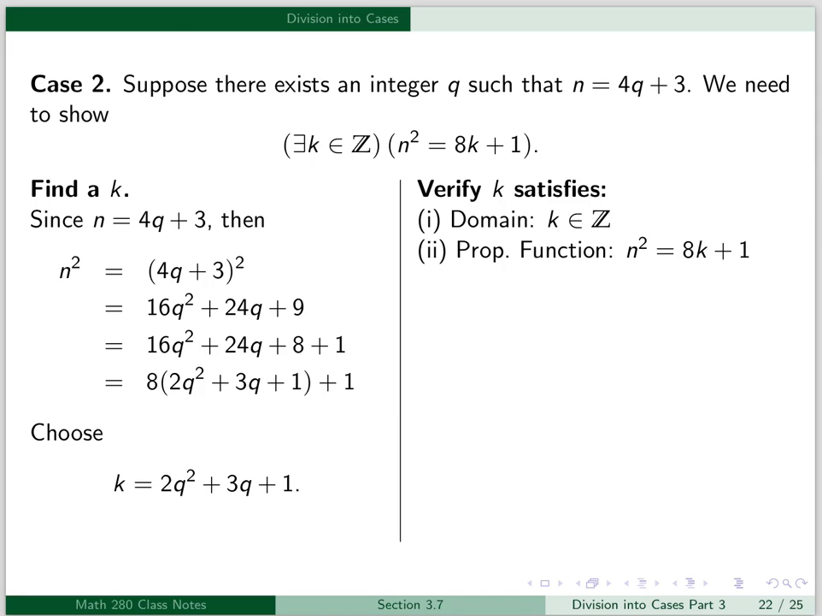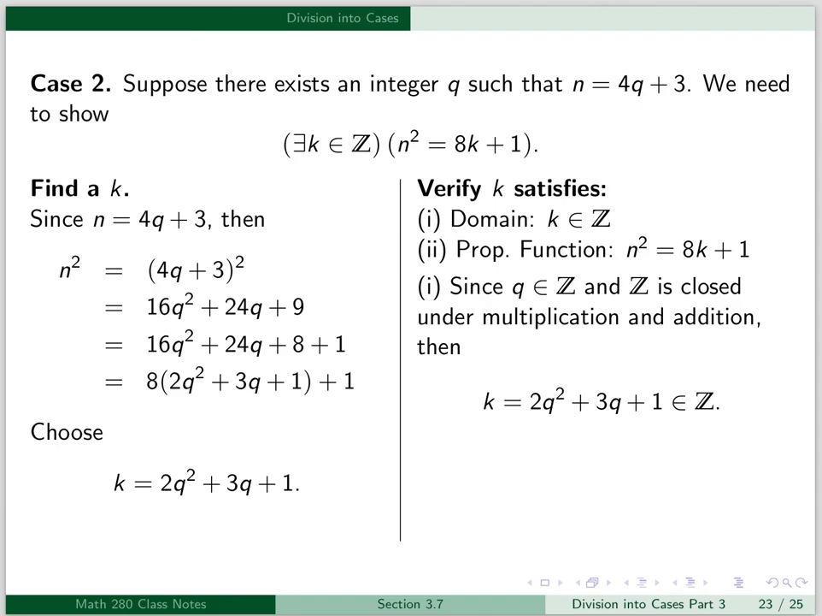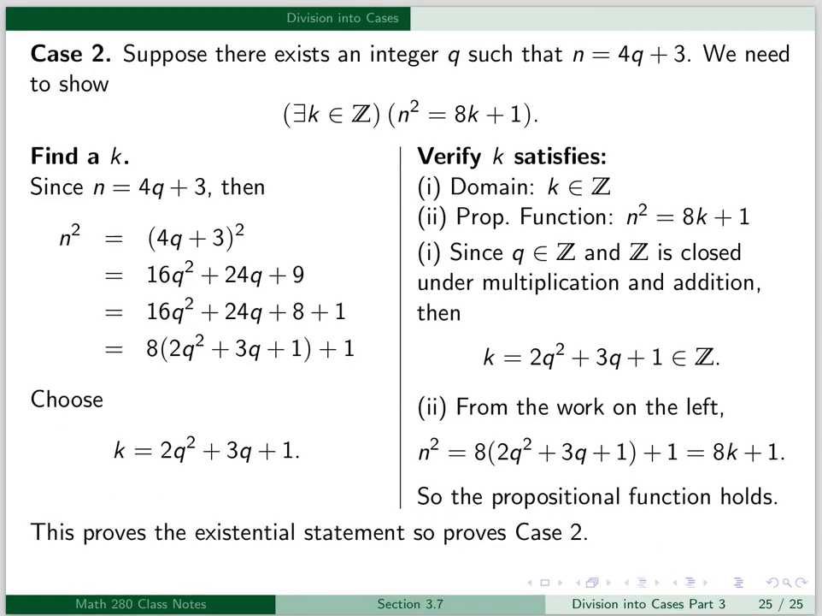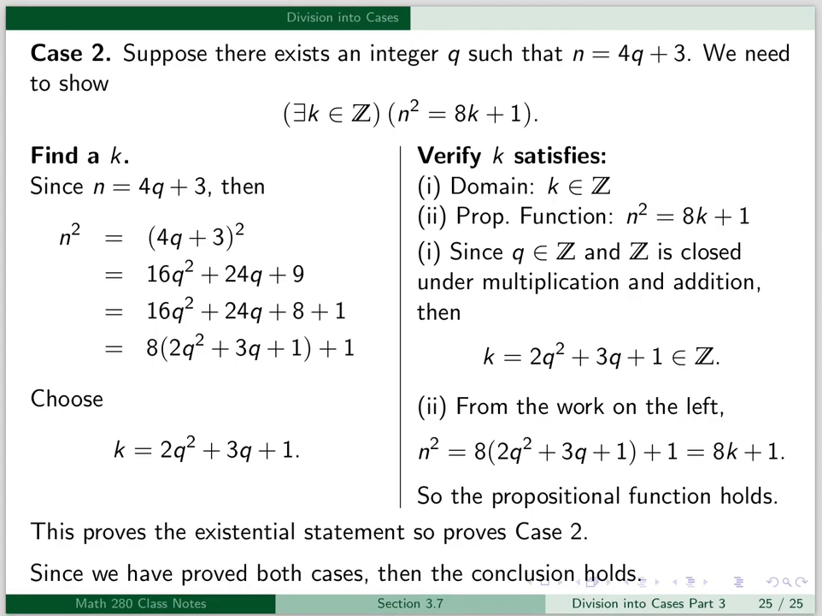Moving over to the right column, since q is in Z and Z is closed under multiplication and addition as usual, then our k is in Z. So our domain condition is satisfied. And then from the work on the left, n squared is equal to 8 times the quantity 2q squared plus 3q plus 1, which is 8k plus 1, so the propositional function holds. And so this proves the existential statement, so proves case 2. And since we've now proved both cases, then the conclusion holds.